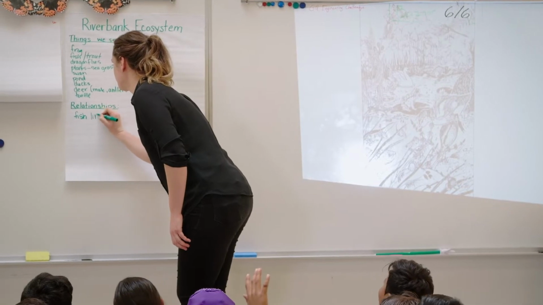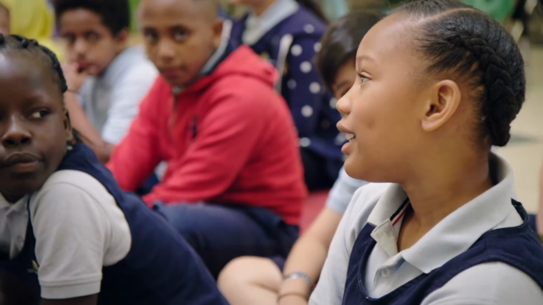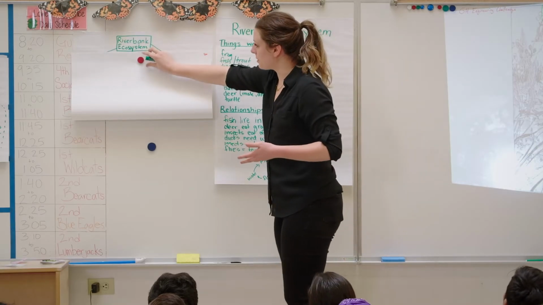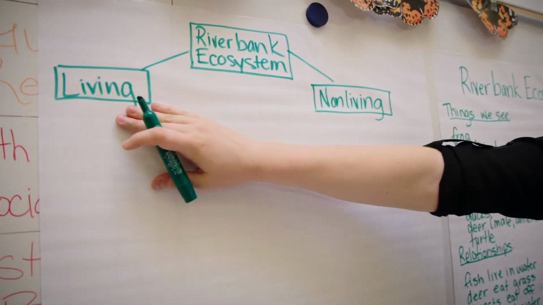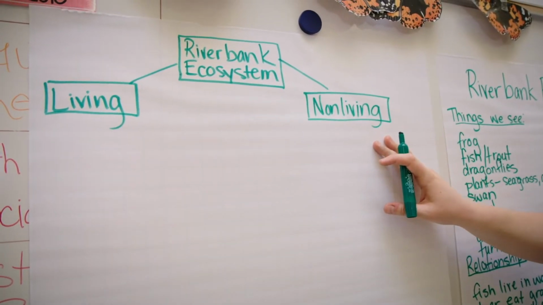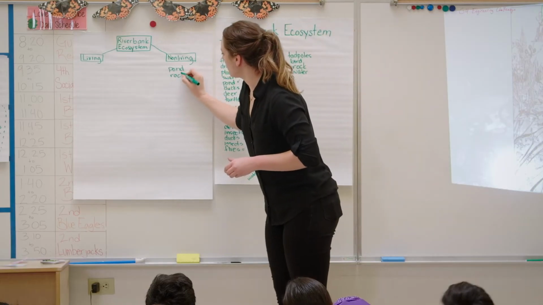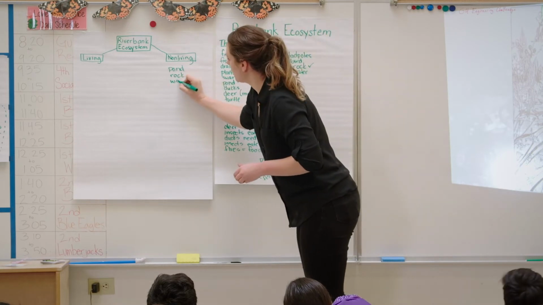Okay. What's another relationship? I created the graphic organizer with our topic at the top, riverbank ecosystem. And then I wanted to model for them my thinking around how you could start organizing this information. I modeled for them that the first thing we could do is break it into living and non-living. And so I had that written down beforehand. And then I modeled for them how to pick out the non-living things from our conversation, and I added those on to the graphic organizer.